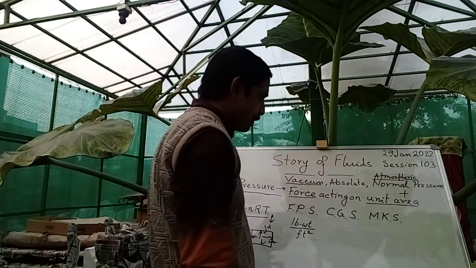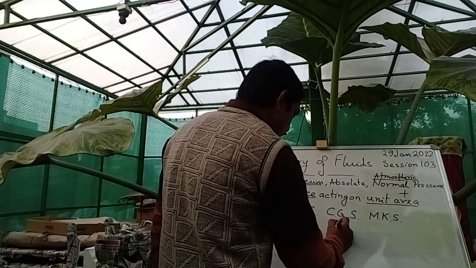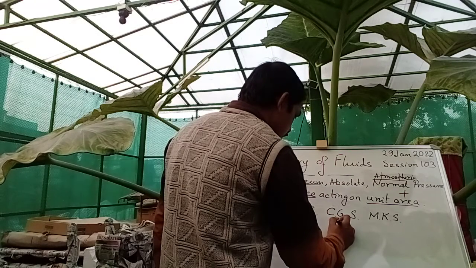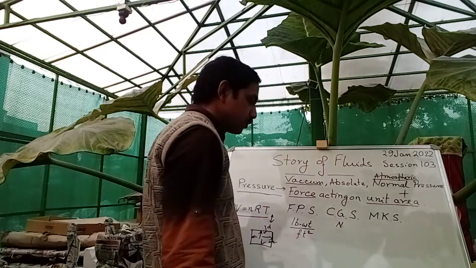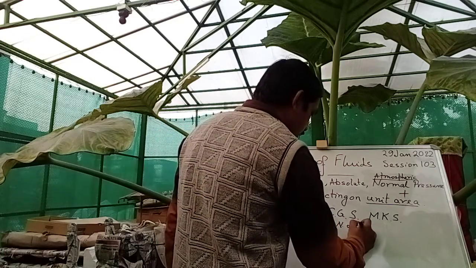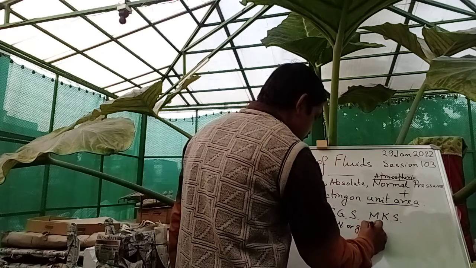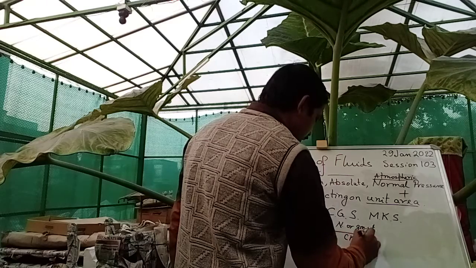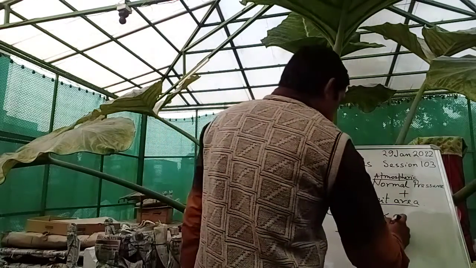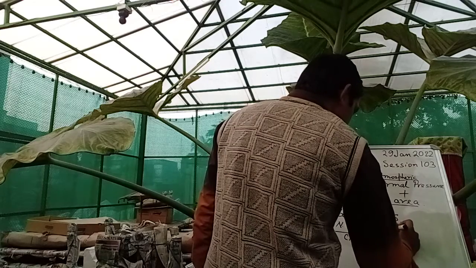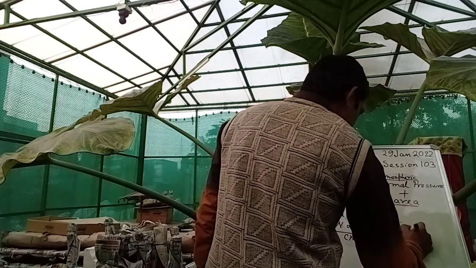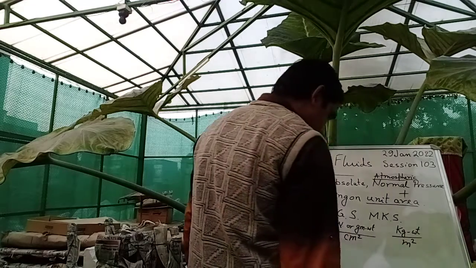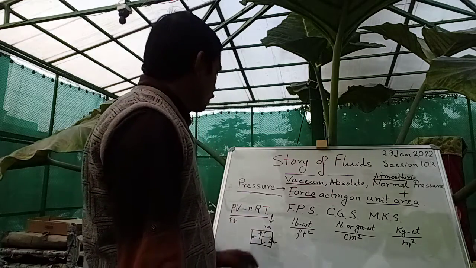For CGS, this is the mass, weight, or generally we use Newton, or you can use gram weight divided by the centimeters square. For the MKS case, that is kg weight per meter square.